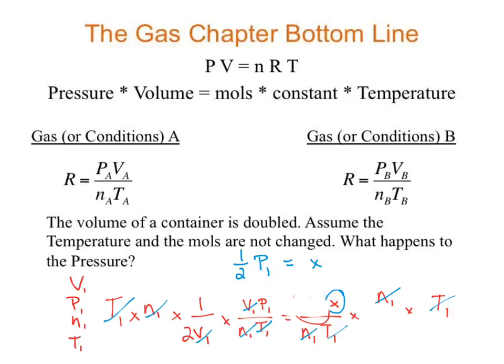What happened to pressure at our second condition? It is exactly 1/2 of our initial pressure. So it decreased by 2-fold. There's our quantifiable answer. No numbers given, and yet we can still go through and solve.